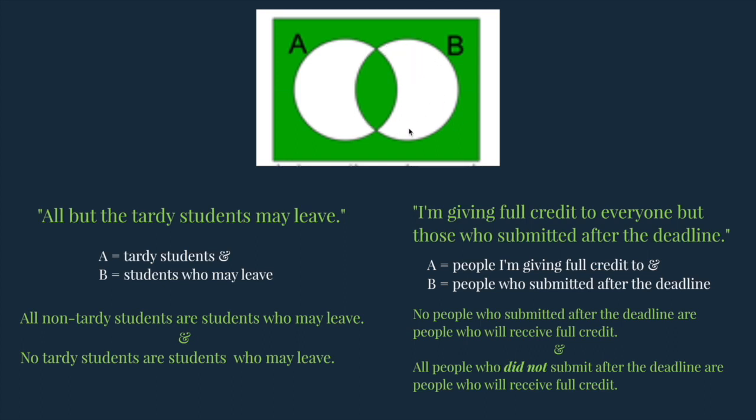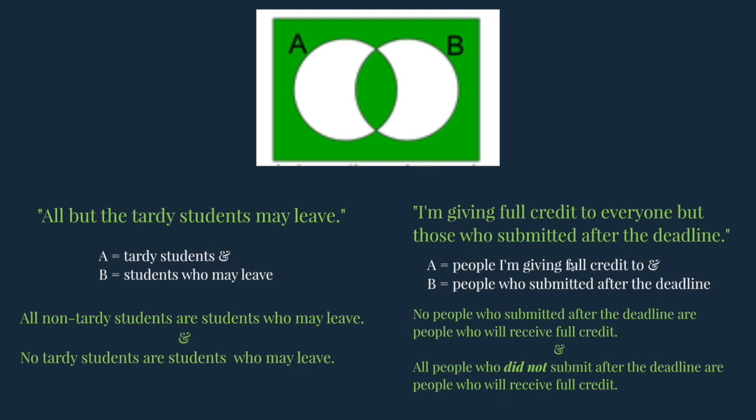I'm leaving only this region of the B circle that's outside of the A circle. That's the only available option to be outside of the A circle. If you are not in the A circle, you have to be in the B circle now that I've shaded out all of this extra region that's outside of both circles. So this is my Venn diagram for an all but statement like this, and that's why I'm getting two statements out of it. Similarly, with this example, I'm giving full credit to everyone but those who submitted after the deadline.